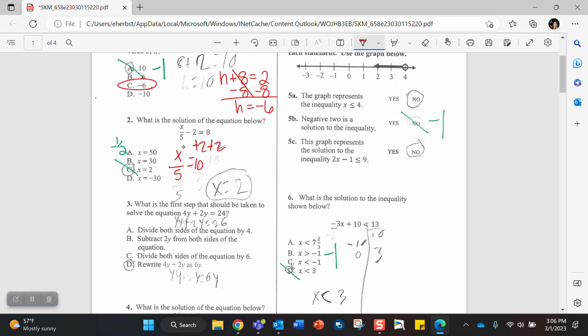But remember that this is division. I'm trying to undo division. I don't undo division with division. I undo division with multiplication. And we should have multiplied both sides by 5 because those 5's cancel, and then we get x equals 50. So that one was letter A.